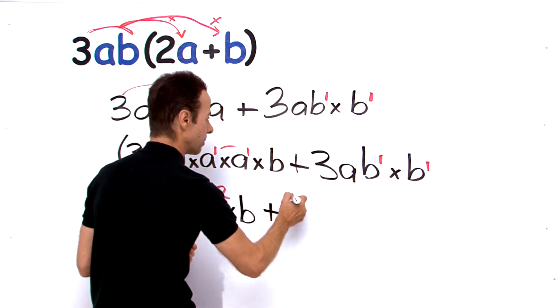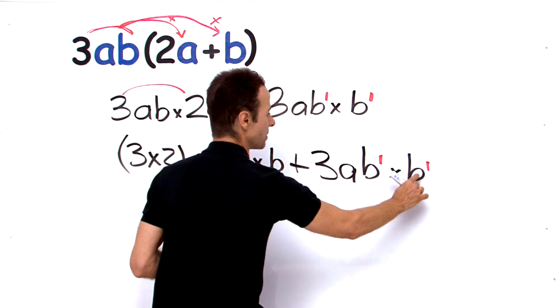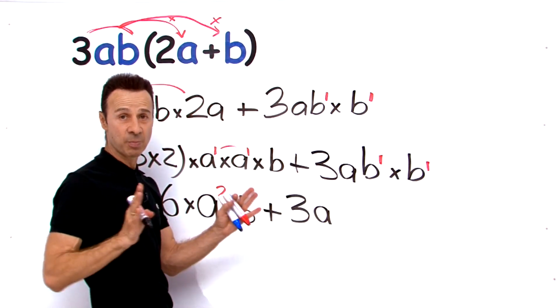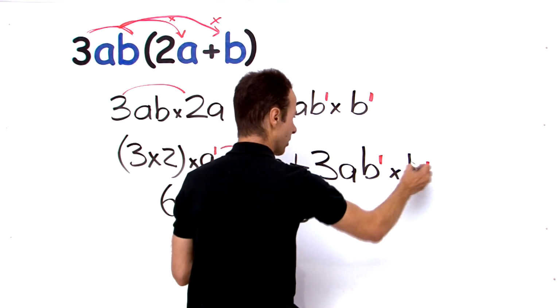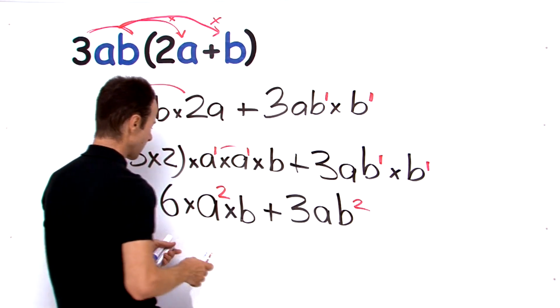Plus, let's bring this down, 3a, and b times b, same base. What do we do with the powers? We add them together because we're multiplying the b's. So that's going to be b to the power of 2. Okay, let's remove the multiplication signs here.